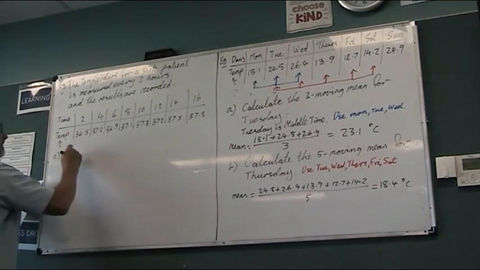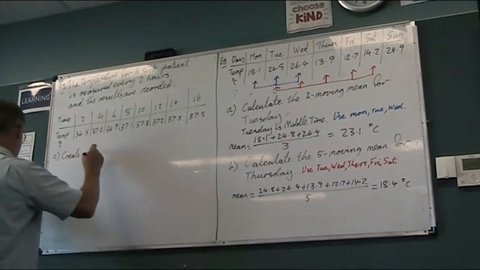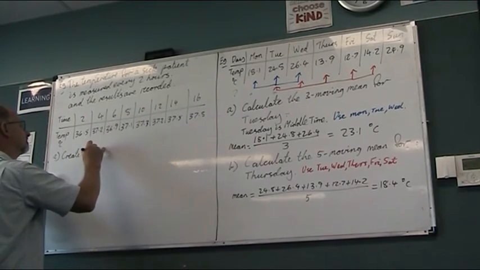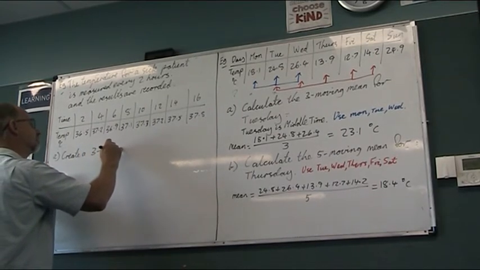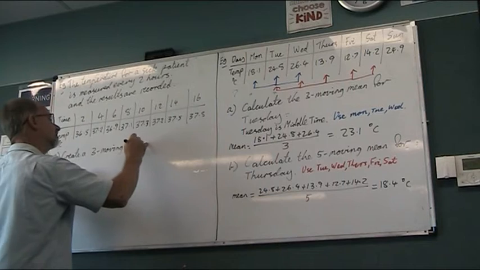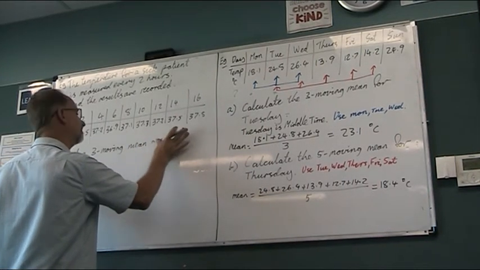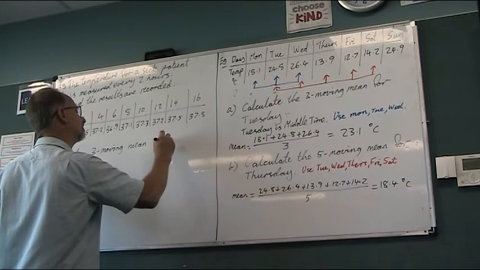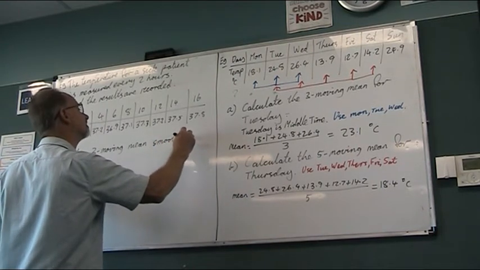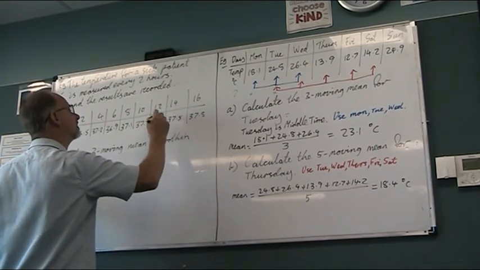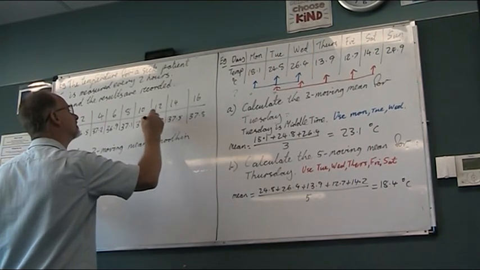We want to create a 3 moving mean. Sorry, was this a 12, is that 37.9? 12, 37.2. 2, sorry. All right.